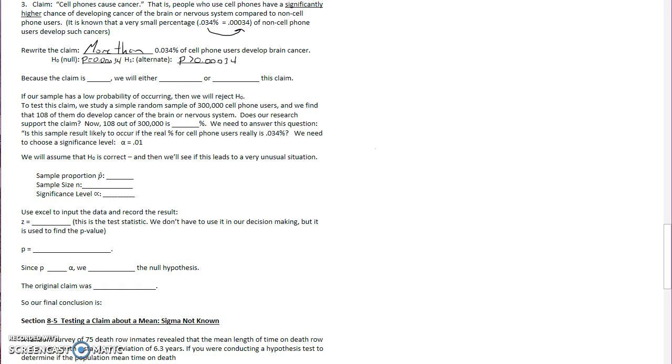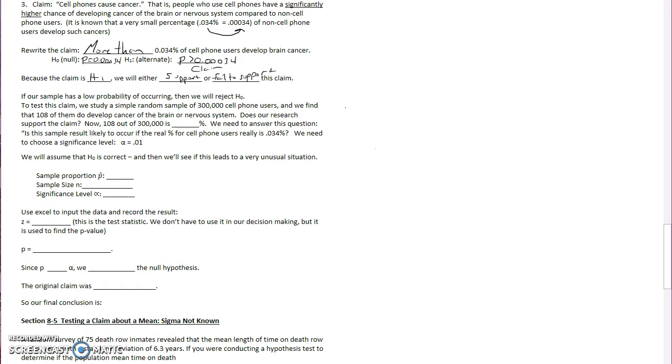Because the claim, and which one's the claim? The claim is H1 here. Since the claim is H1, then in our conclusion we will either support or fail to support. So if our sample has a low probability of occurring, then we will reject H0.